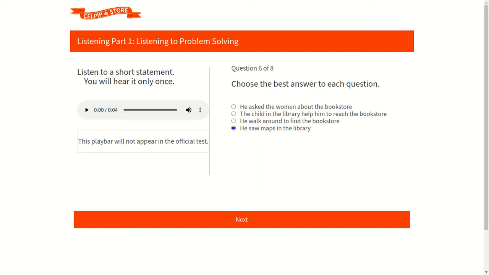We can listen very clearly that the man wanted to buy some books and stationery urgently, so that's why he was looking for a bookstore. As the man was not aware of the way to the bookstore, that's why he asked the woman about the way to the bookstore. So accordingly, the first option is the correct option. That is, he asked the woman about the bookstore.